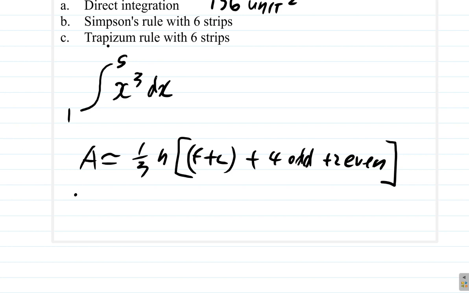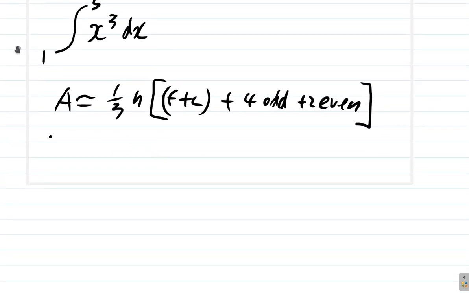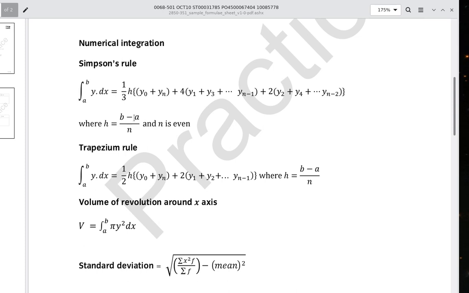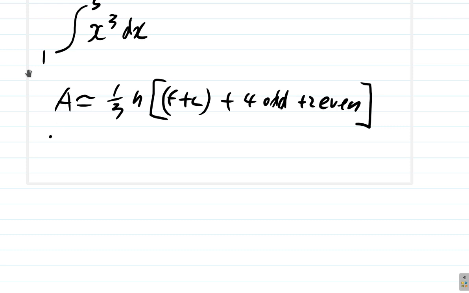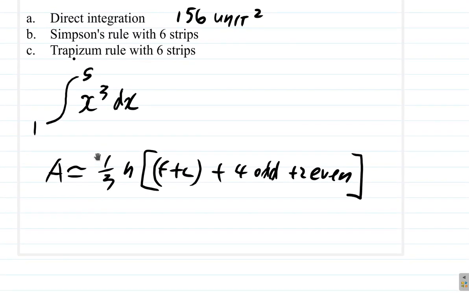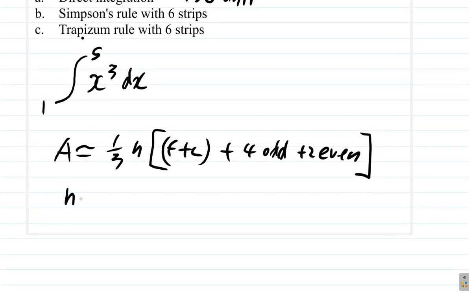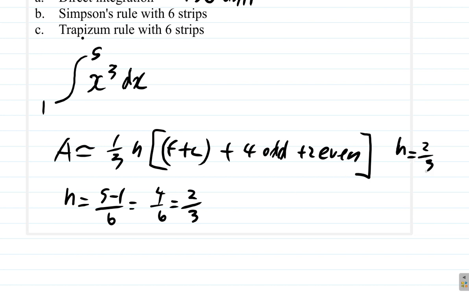So here now, we need to find out what h is. h is b minus a over n, assuming you have the integral from a to b. In our case, a is 1 and b is 5. So our h is equal to 5 minus 1 divided by 6 strips, which is 4 over 6, which is 2/3. So h for us here is equal to 2/3.